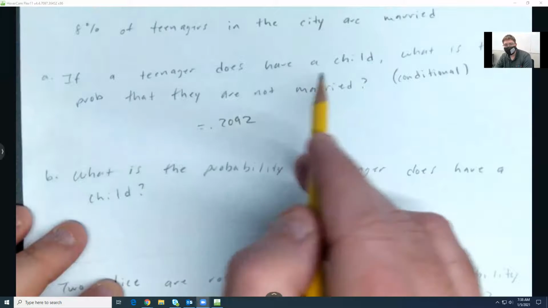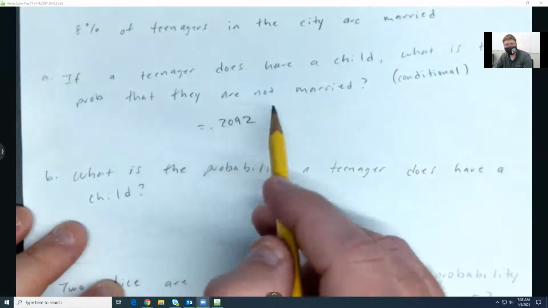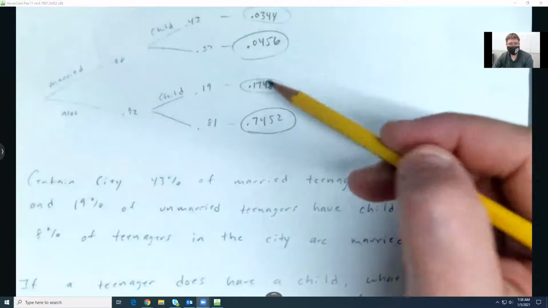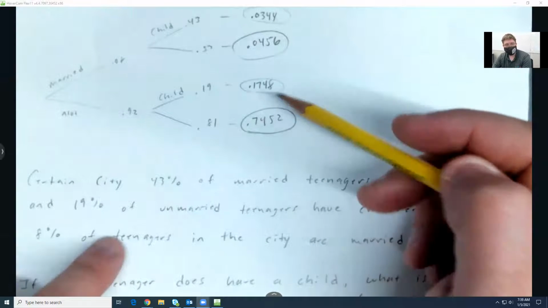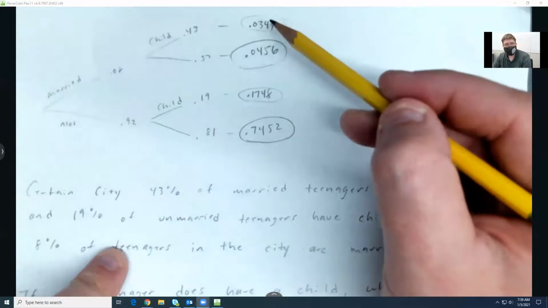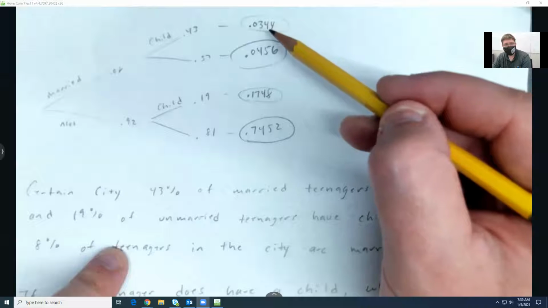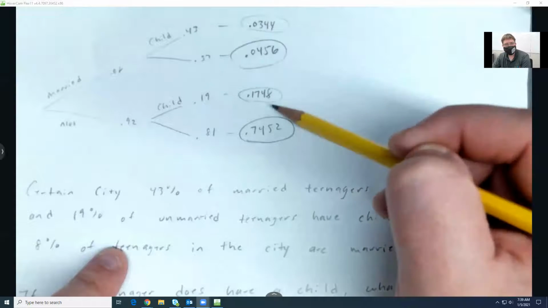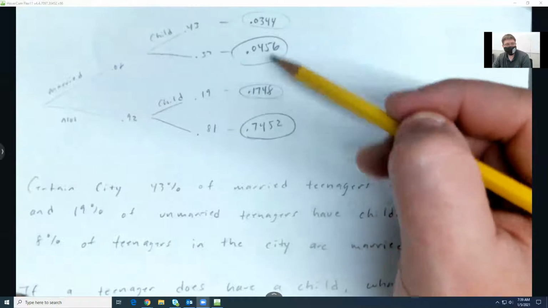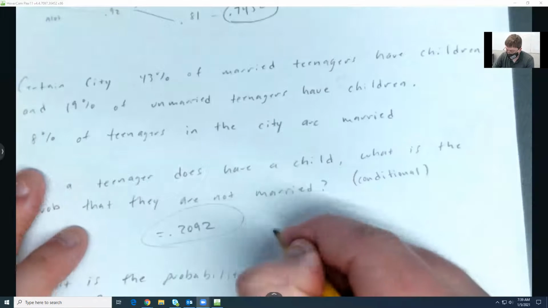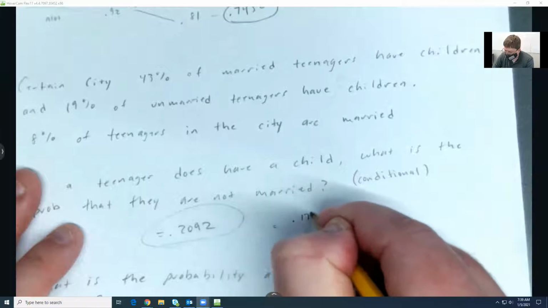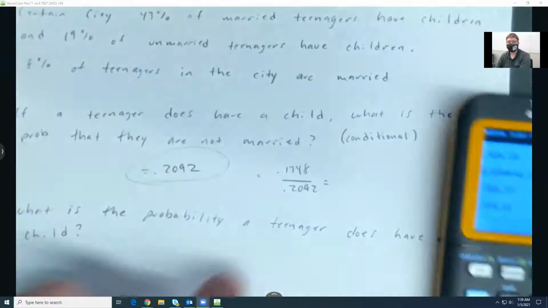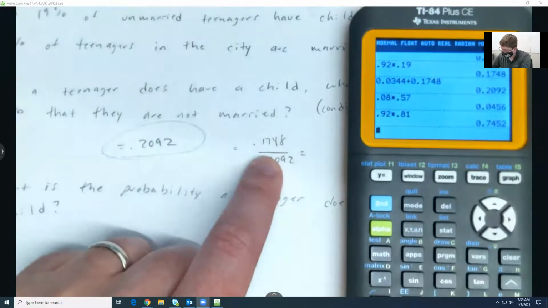If a teenager does have a child, what is the probability that they are not married? So we have the denominator part where they do have a child. We got to put the not married one on top of that one. So I forgot my last part there, sorry. So of the two numbers that we got on the last one with the child, 0.0344 and 0.1748, that was our denominator. Which one of these two is the not married one? And that's going to be this one here. So our final answer should be 0.1748 over 0.2092. This will give us our final answer for this one.